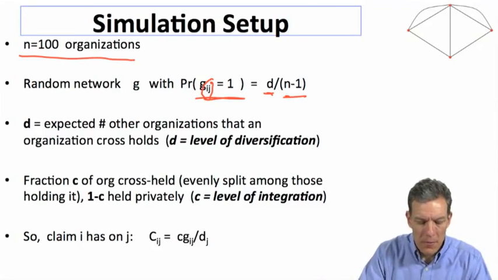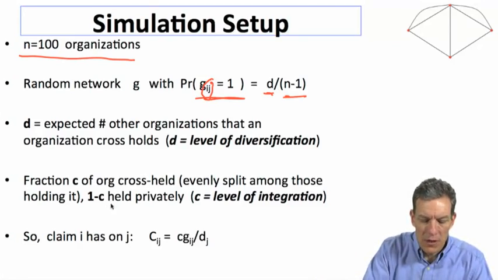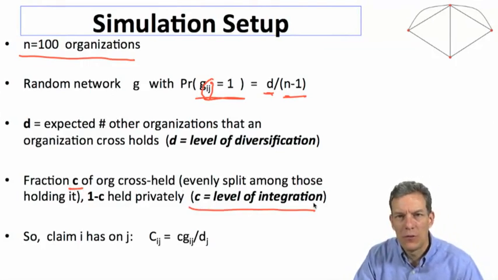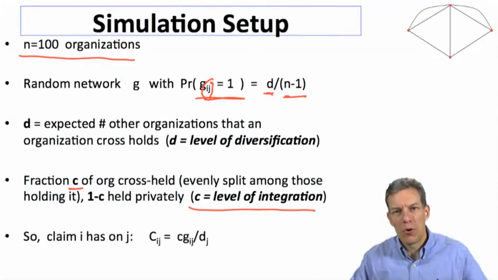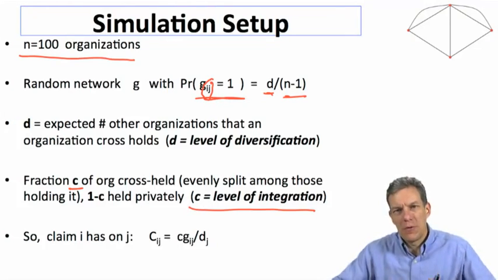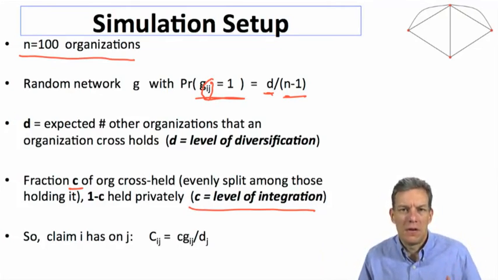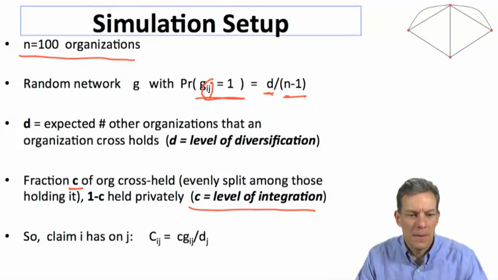It could end up with higher or lower depending on the outcome of the random network structure. In addition to that, we can keep track of how much of an organization is cross-held. That'll be the level of integration. So as C goes up, more of the income from an investment by a given organization is owed to others, and less of it is owed directly to itself. Okay?